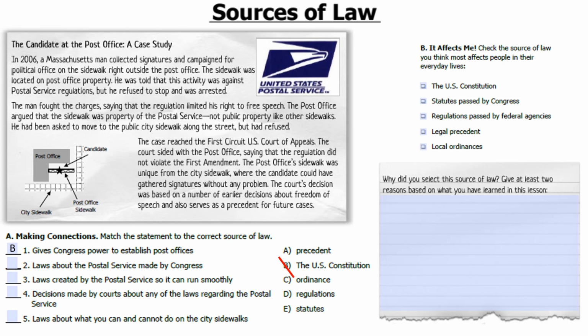Then the last part, you have to think about how these things affect you. Check the source of law that you think most affects people in their everyday lives. Is that the Constitution, statutes or laws passed by Congress, regulations passed by federal agencies, legal precedent, or local ordinances? So I just need to know why you selected this source of law and give at least 2 reasons based on what you have learned in this lesson.